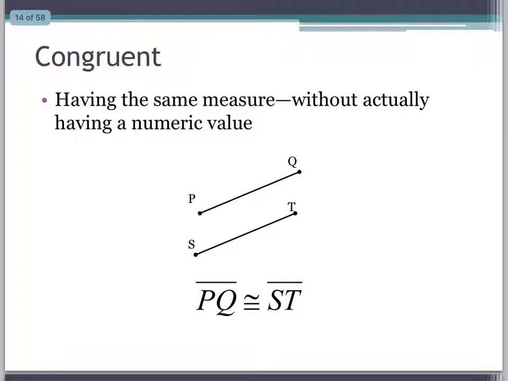Okay, so now this term, the word is congruent. It means that two things have the same measure without actually having a numerical value. So I just say that they're equal. Notice line segment PQ and line segment ST, there are no arrows on the ends. If I use this symbol right here, it looks like an equal sign with a squiggle. That means they are congruent. They are the same length without me actually having to give you a number. If I said this is 10, they're equal without me actually having to give you a number.